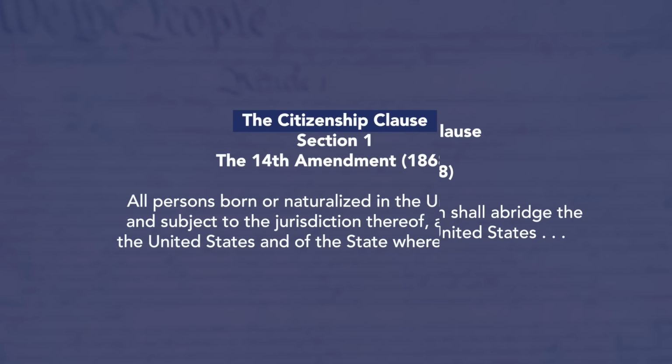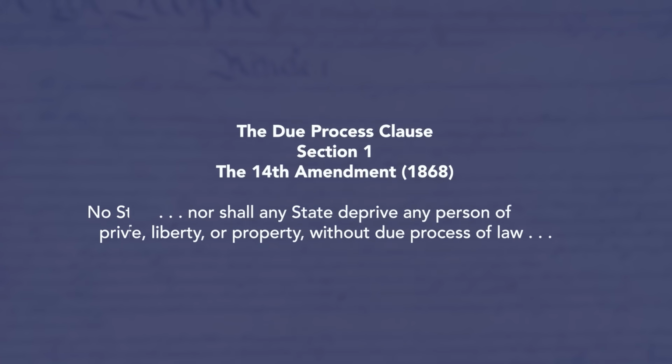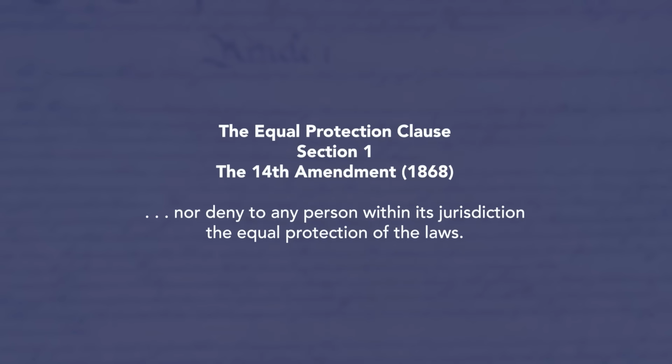That's the Citizenship Clause. No state shall make or enforce any law which shall abridge the privileges or immunities of citizens of the United States. That's the Privileges or Immunities Clause. Nor shall any state deprive any person of life, liberty, or property without due process of law. That's the Due Process Clause. Nor deny to any person within its jurisdiction the equal protection of the laws. That's the Equal Protection Clause.